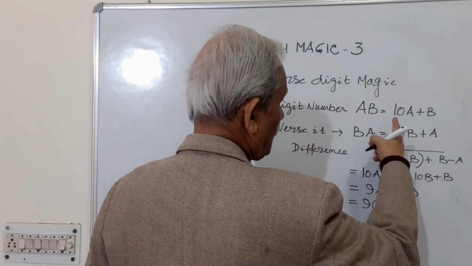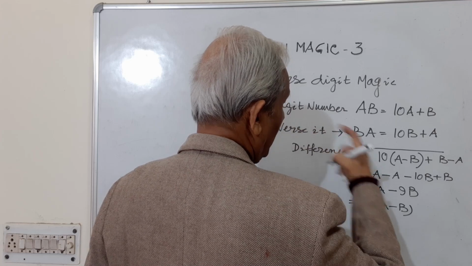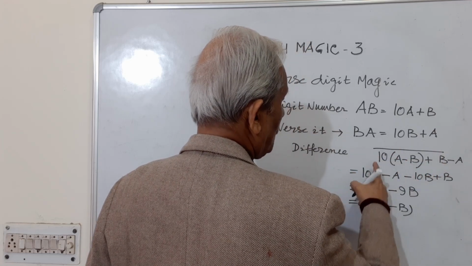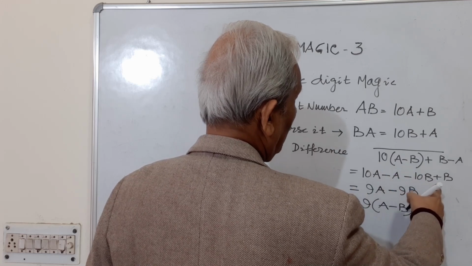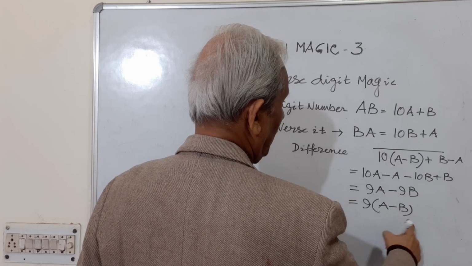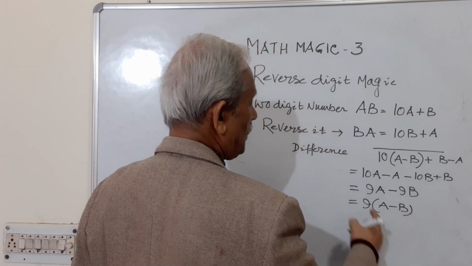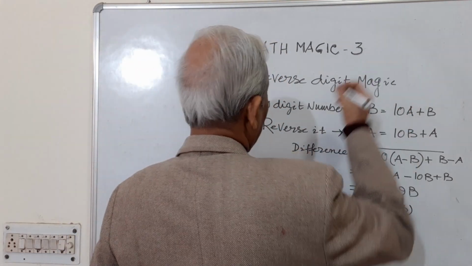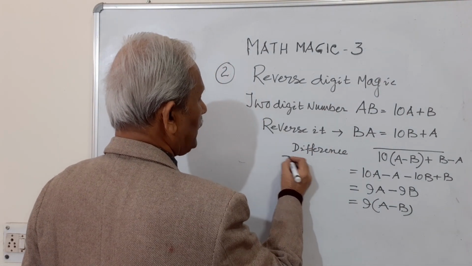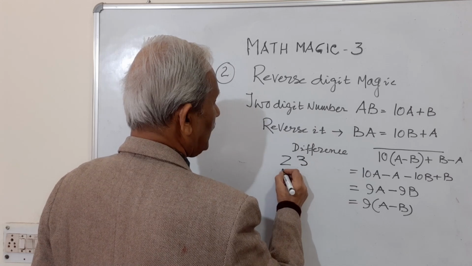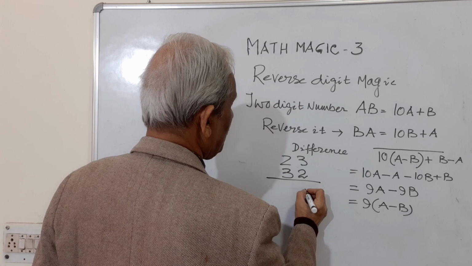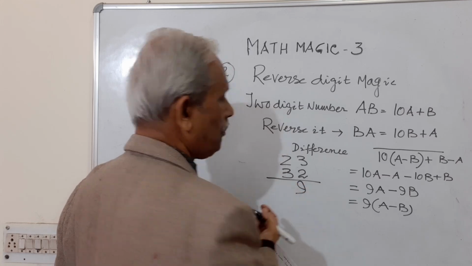Now subtract one from the other: 10A plus B minus A minus 10B, which is 9A minus 9B. Taking 9 common, it is 9 into (A minus B), so it's a multiple of 9. For example, take a number, say 23. Reverse of it is 32, and the difference is 9, and 9 is a multiple of 9, right?